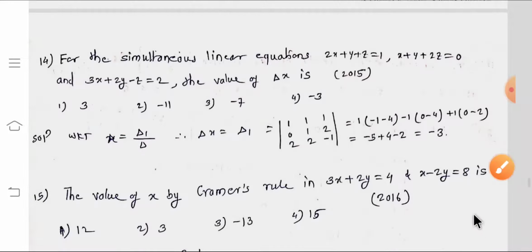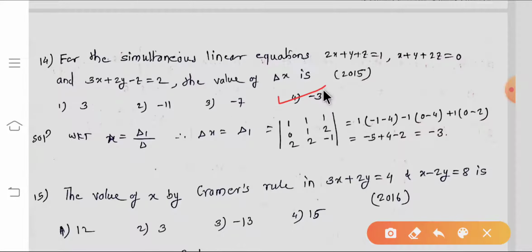And how to find out delta 1? Delta 1 is nothing but, we write the first column as coefficients of independent terms, that is 1 0 2. Next coefficient of y we write, that is 1 1 2. Next coefficient of z, 1 2 minus 1, and expanding this determinant we get the value of x. So that is nothing but 3 minus 11 minus 7 and minus 3. Here the solution comes minus 3. So option 4 is the right answer.